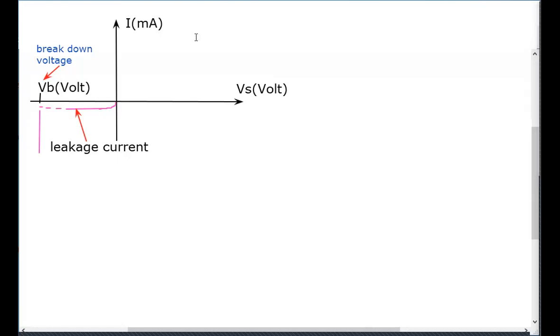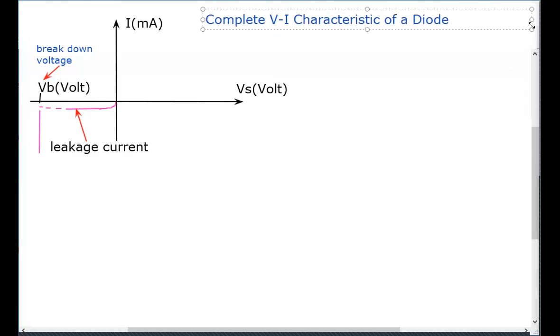Okay, sir. Right. So please write your next subheading: complete VI characteristic of a diode. What's the next subheading there? Complete VI characteristic of a diode. Right.